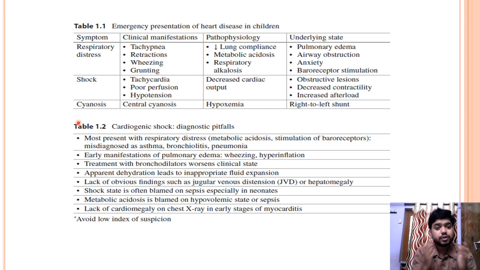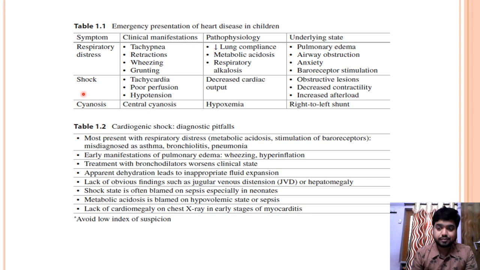Respiratory distress will present as tachypnea, retractions, wheeze, or grunting. So always remember, this need not be a respiratory case, this can very well be a cardiac case also. This tachypnea, retractions, wheeze, grunting is usually accompanied by metabolic acidosis, or respiratory alkalosis because of tachypnea and washout. So what could the underlying pathophysiology be? Cardiac origin pulmonary edema, airway obstruction, or anxiety. Next comes shock.